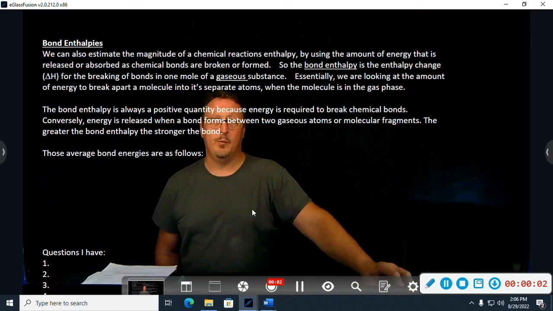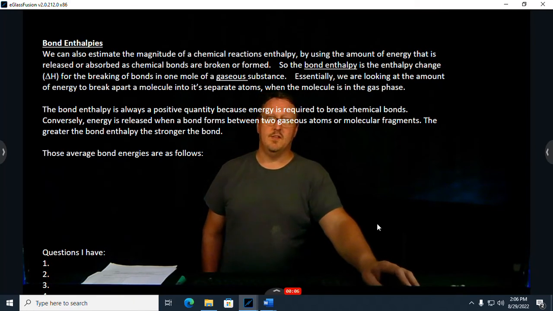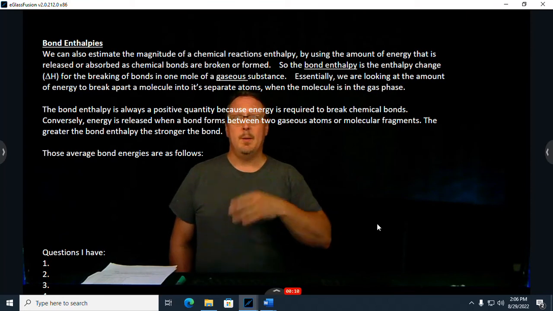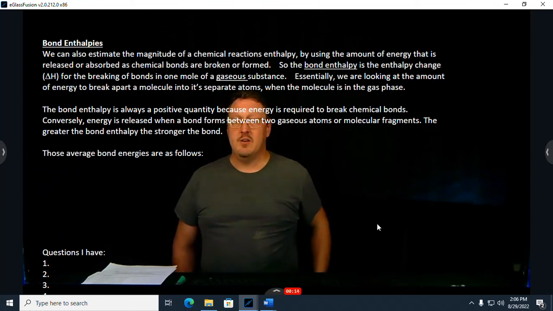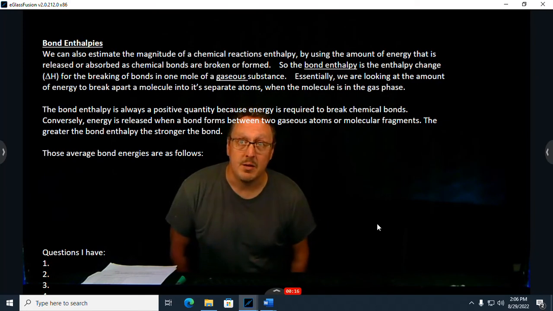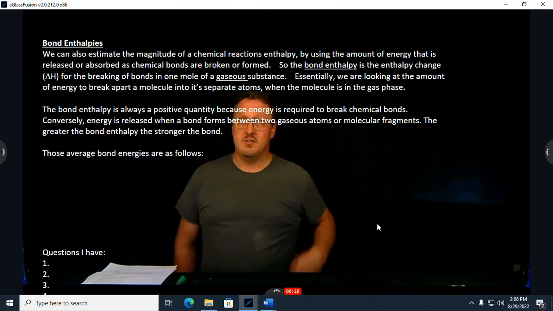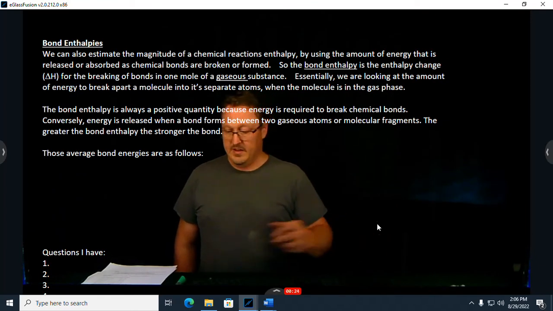Alrighty, so we're going to talk about bond enthalpies. This is our last section that we want to talk about here. We can estimate the magnitude of a chemical reaction's enthalpy by using the amount of energy that is released or absorbed in each chemical bond. Bond enthalpy is the enthalpy change, the delta H, for the breaking of bonds in 1 mole of a gaseous substance. And this is a big deal.